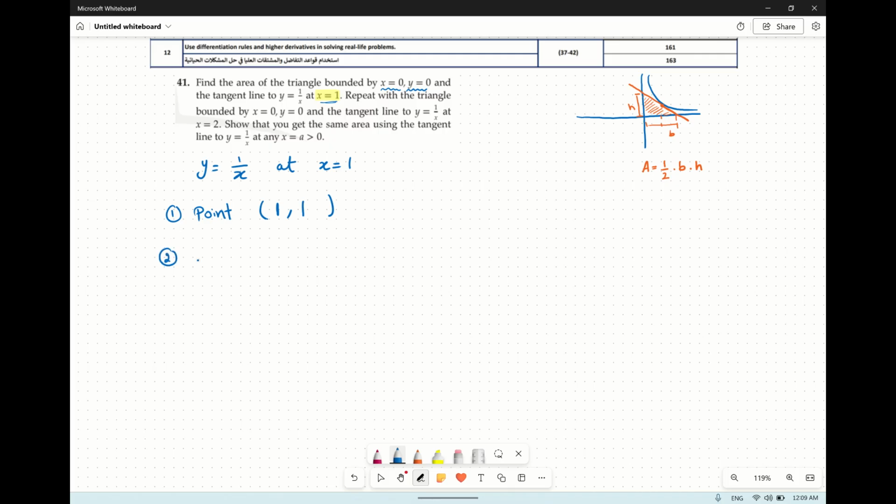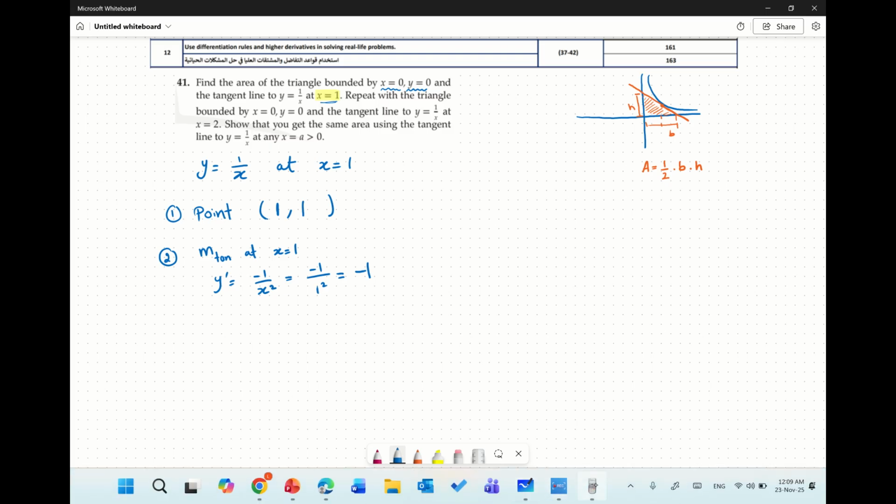Step number 2, you need to find the slope of the tangent at the given x. So this means I need the derivative of this at 1. Now we know that the derivative of this, y prime, is minus 1 over x squared. If I substitute 1, I will have minus 1 over 1 squared, which will give me minus 1.